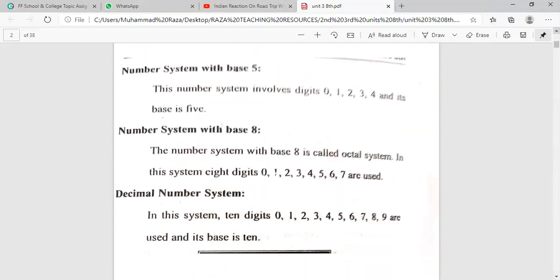The number system with base 5 involves 5 digits. They are 0, 1, 2, 3, and 4. These 5 digits, 0 to 4, are involved in it, and its base is 5.